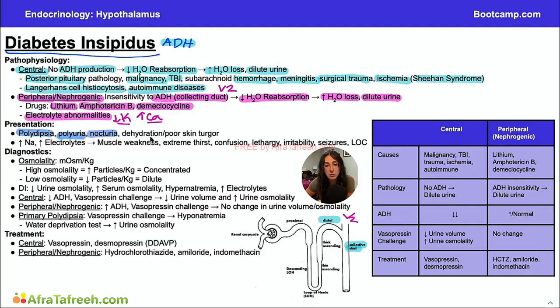You're peeing out at night, so you have nocturia, and all of this peeing out of the water and your inability to catch up with your thirst is going to lead to dehydration and the symptoms of that. So poor skin turgor, maybe some dry mucous membranes, things like that you think of with dehydration.